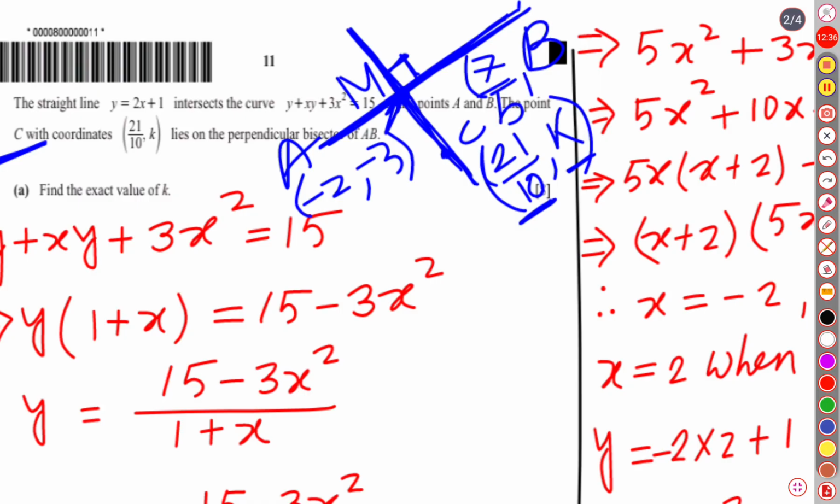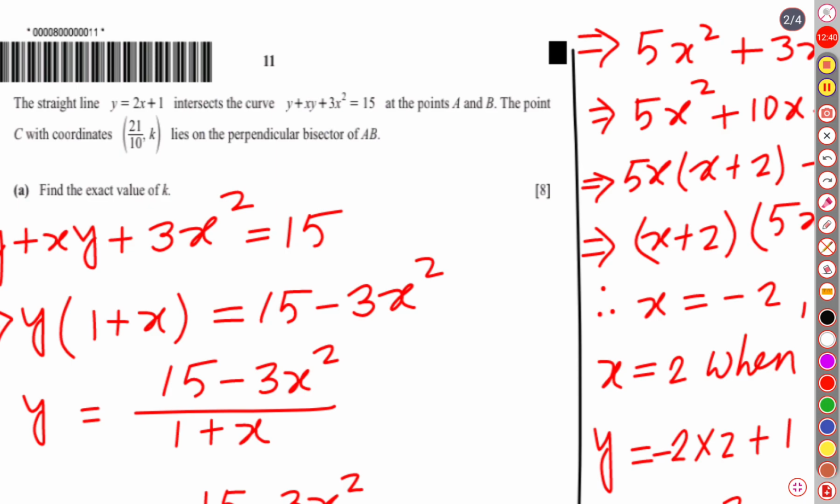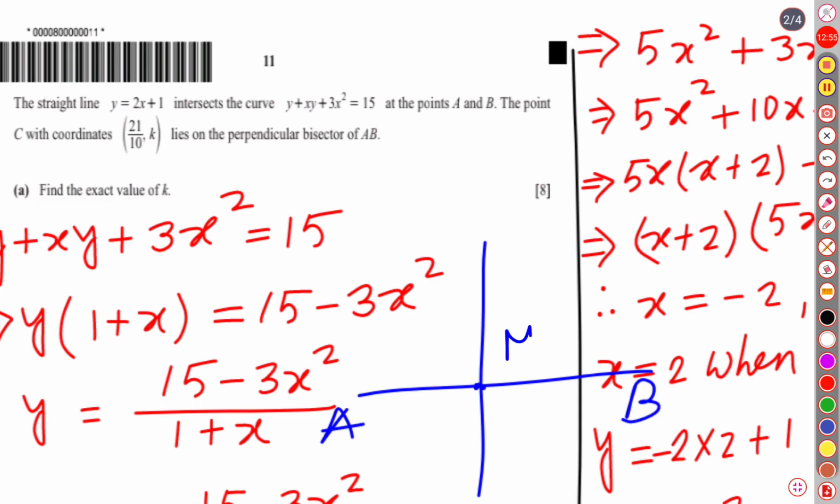Let me draw this figure once again to make you understand. Let me draw over here. Okay, this is the line A and B, and the midpoint is on the perpendicular bisector. Suppose this is M, the midpoint M, and C is given here. We may suppose it to be here.